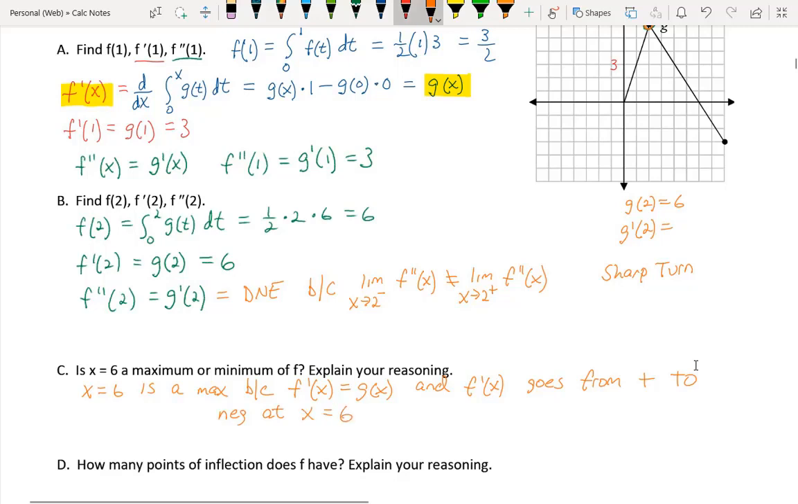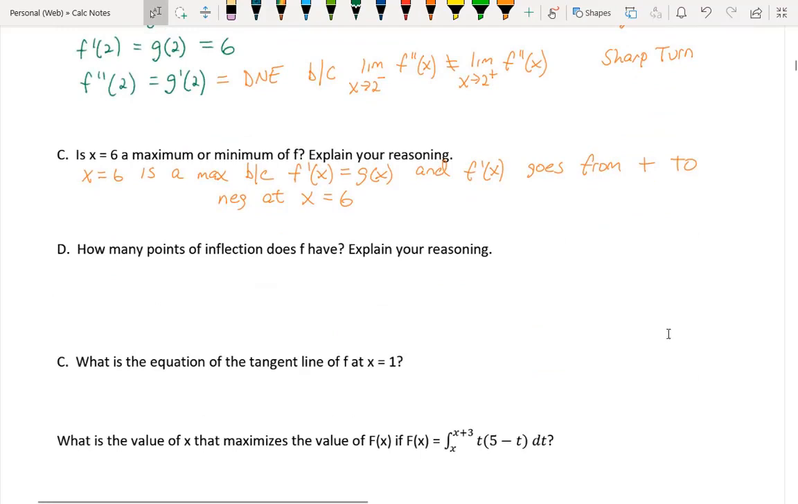So basically what they're saying is this. If you look over here on the graph, this is x equals 6 right here, that point that I just put on the graph. Now, how do I know that that's a max? Because when we talk about g of x up here, this graph is not only g of x, but it's f prime of x. And if f prime of x goes from positive to negative, that means that f goes from increasing to decreasing, and therefore that point would have to represent a maximum of f of x. Okay?